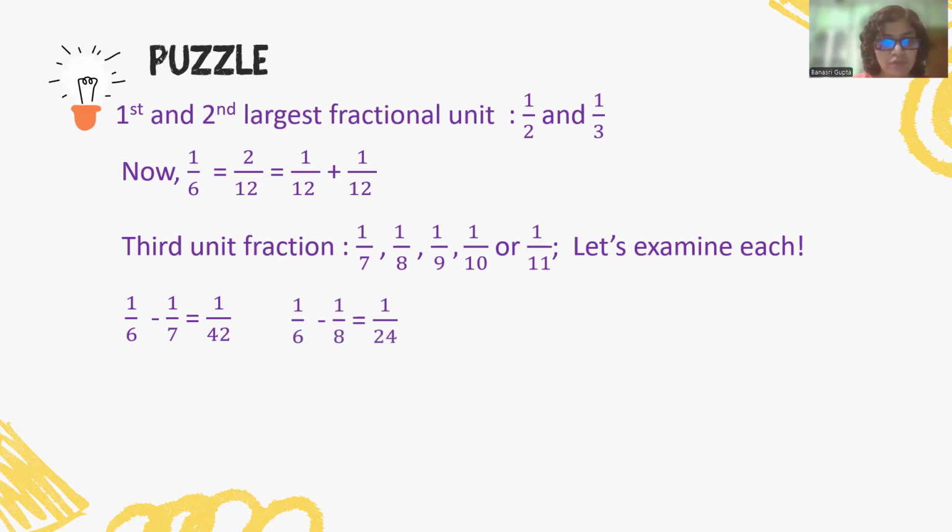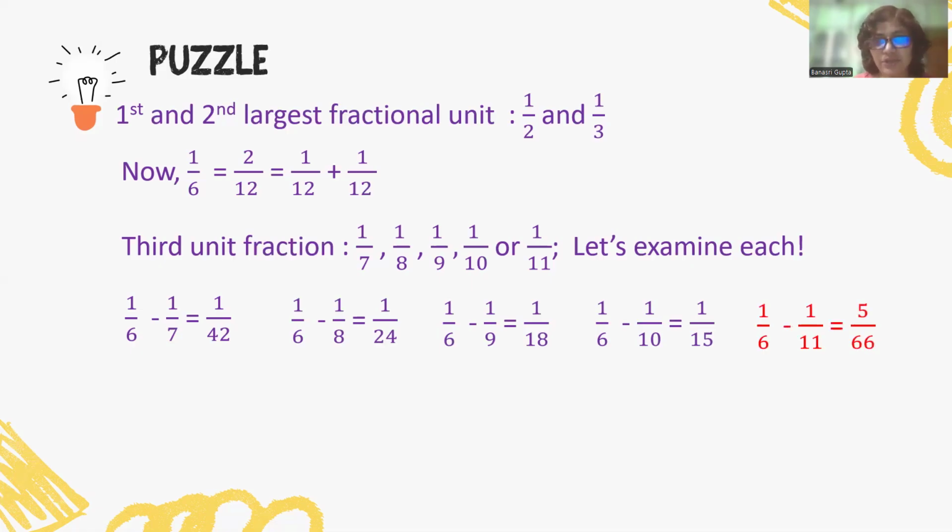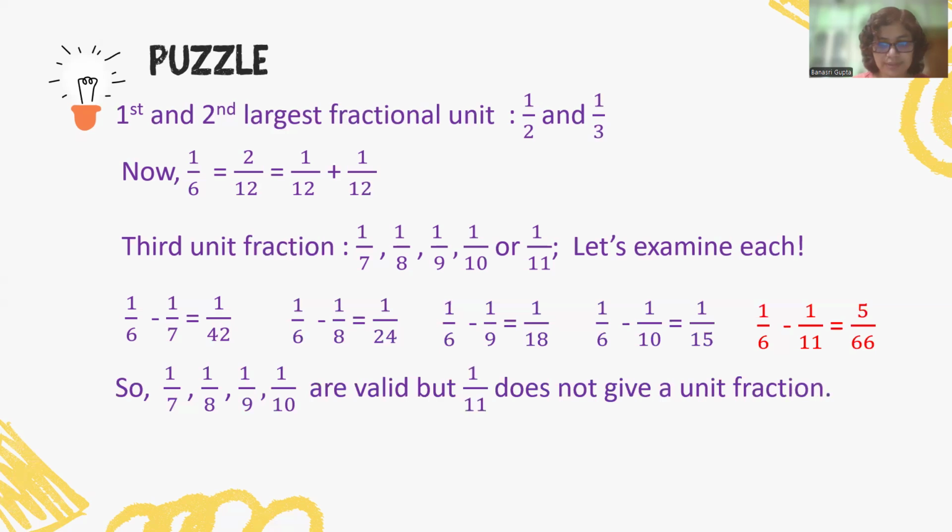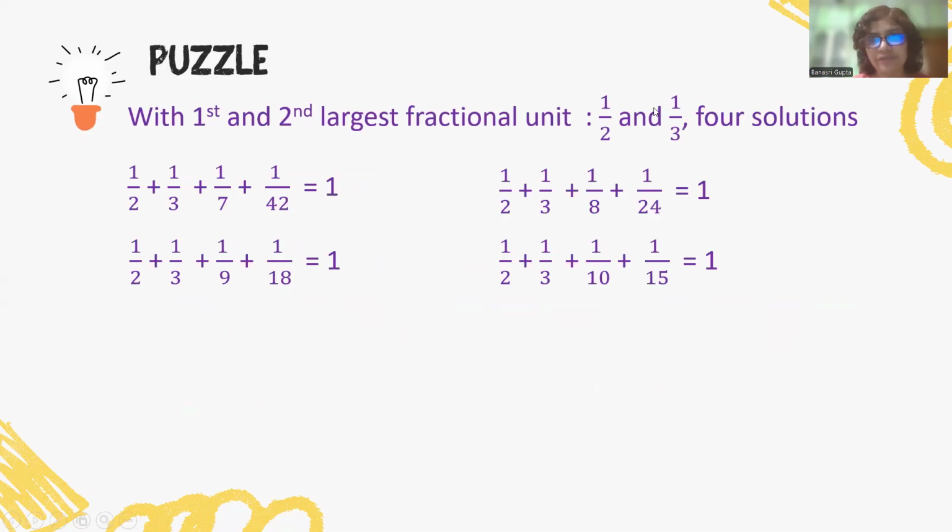So again, next one is 1/6 minus 1/8. This is also a unit fraction, that is 1/24. So this is also valid. The next one is also valid. This is also valid. This is not valid. So we will not consider this 1/11 case. So with the first two as half and 1/3, we have four solutions. These are the four solutions.